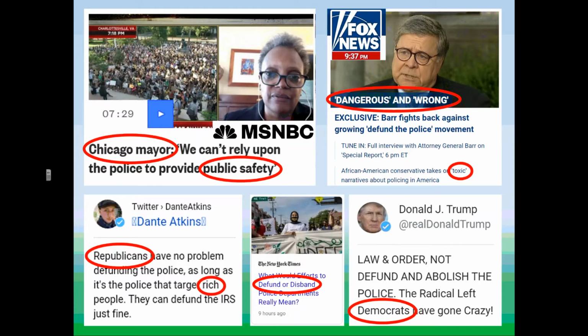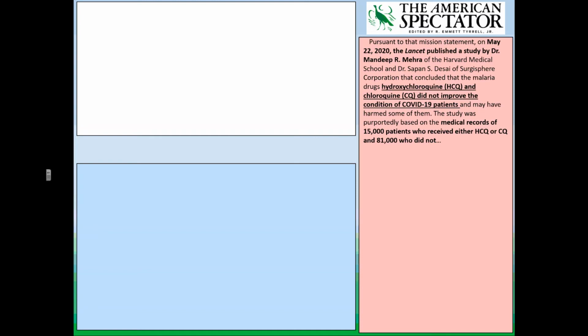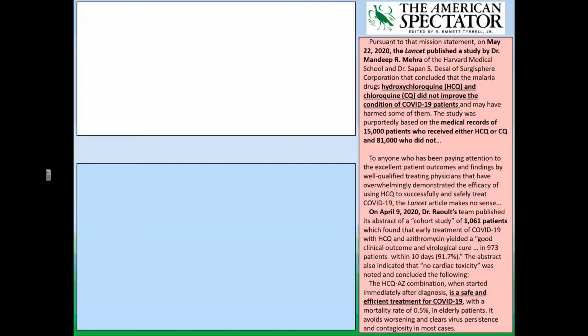However, this happens in statistics all the time. Let's take one idea, and that would be hydroxychloroquine. If you are looking at the American Spectator, which is very conservative, it starts out talking about this study done in May with a whole bunch of different patients and the findings from that study and how it did not improve anything. It then goes on to say, to anyone who has been paying attention to excellent patient outcomes and findings of well-qualified treating physicians overwhelmingly demonstrated, this makes no sense. So it gives you a statistic, and then it says, but this statistic makes no sense at all.